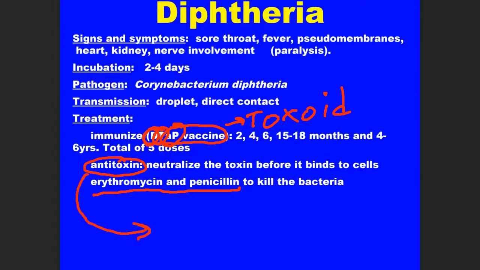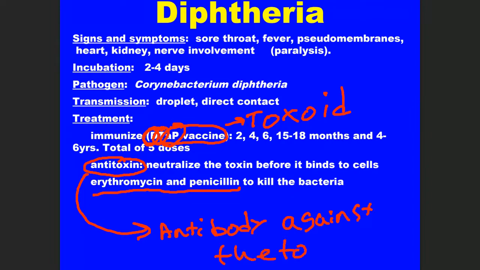And the antitoxin is an antibody against the toxin. So this would be a type of passive artificial immunity. The idea there is that you would give these antibodies, and the antibodies would neutralize the toxin that you're exposed to. All right.